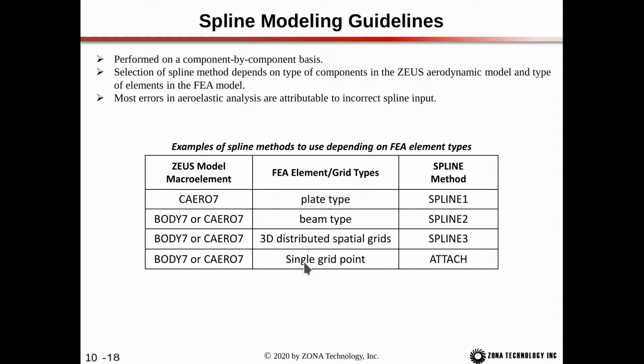Next, we have just a single grid point in the finite element model. That can be mapped to either body 7 or C-Aero 7 using the ATTACH bulk data card.